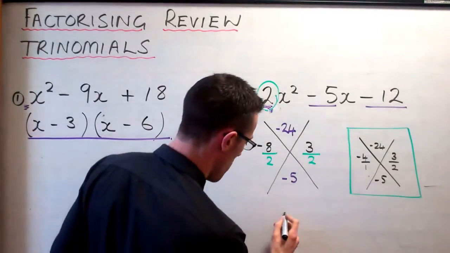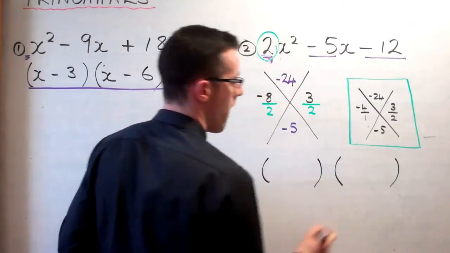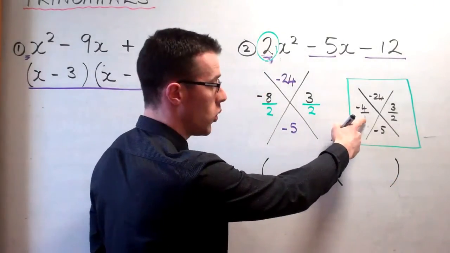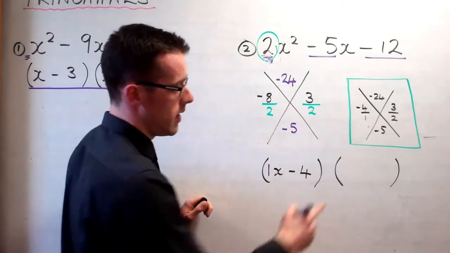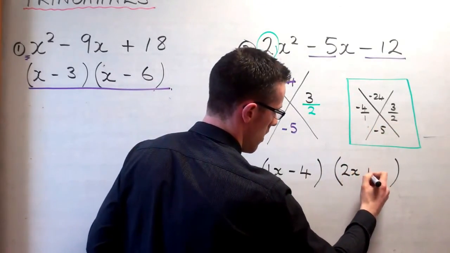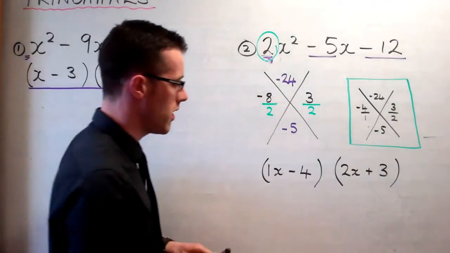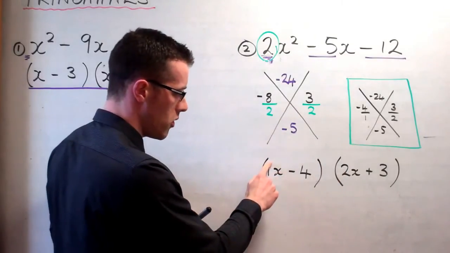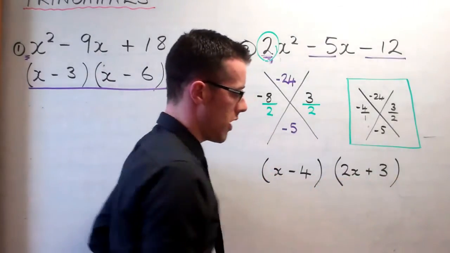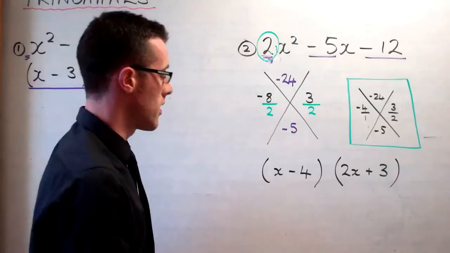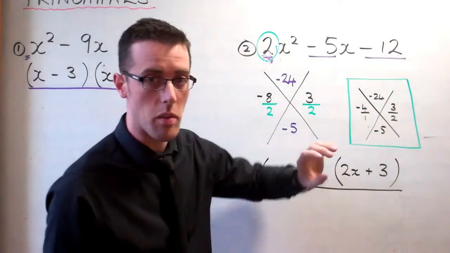Okay, so double brackets in. And the bottom number gives us the coefficient of the x, so it's going to be 1x, take away 4, and 2x plus 3. Now, I don't really like writing down 1x, okay, we don't really write that down, so if you want to write that down to start with and then rub it out, that's okay. It's just to show you where that was coming from. So we've got x take away 4, 2x plus 3, and that is our final answer. That question comes straight from this simplified magic X here.